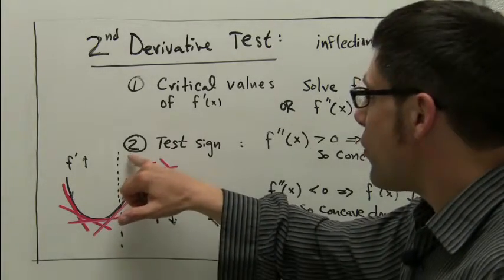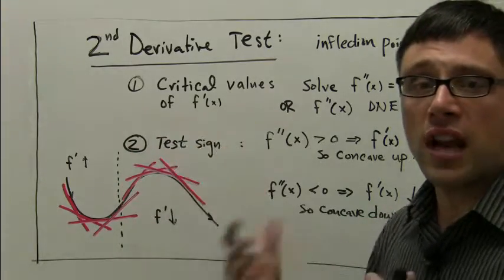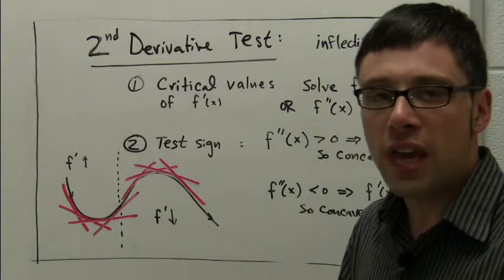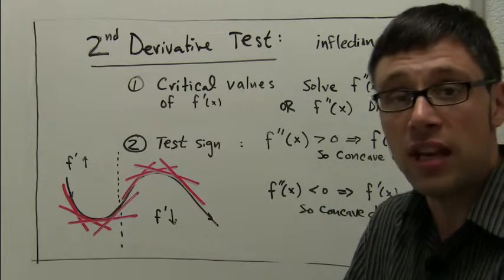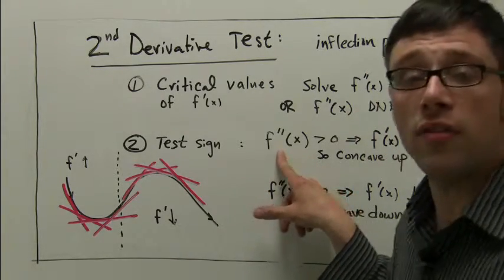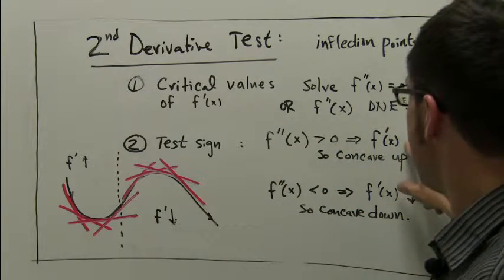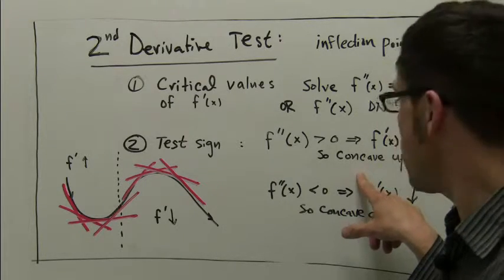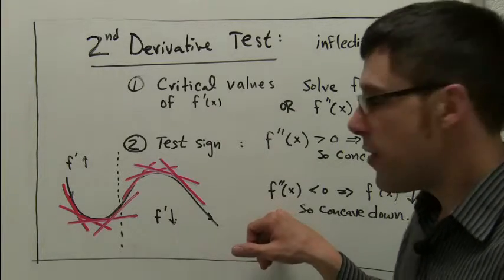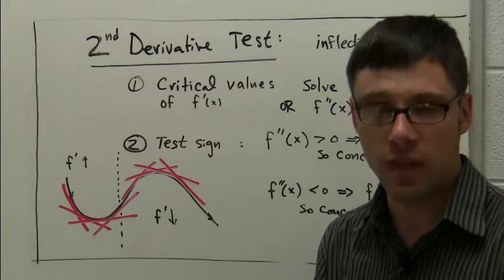And then we also have to test the sign. Just like the first derivative test, even though these are places where the second derivative may be 0, or we have some kind of critical behavior, it does not guarantee that we actually have an inflection point. So to double check that it really is an inflection point, we have to test the sign. If the second derivative of the function is positive for that particular x value, that means the first derivative is increasing, so the function is concave up. Similarly, if the second derivative is negative, that means the first derivative is decreasing, so the function is concave down in that particular region.